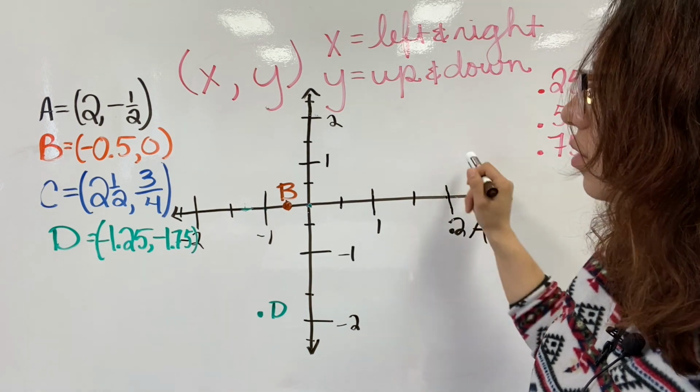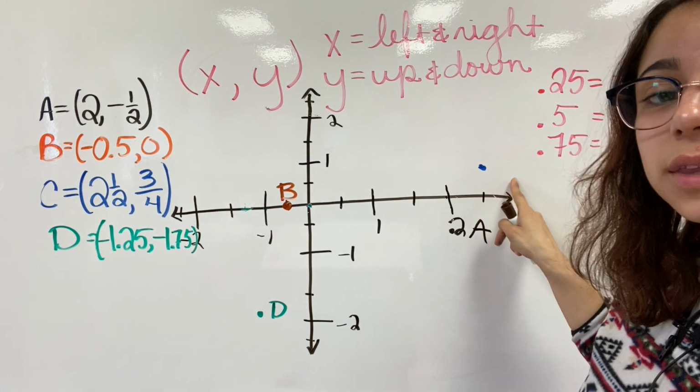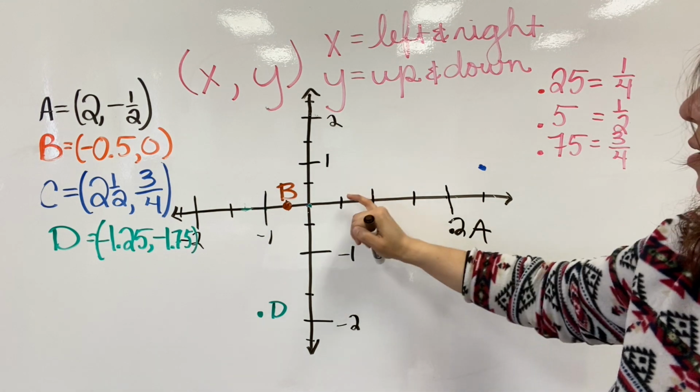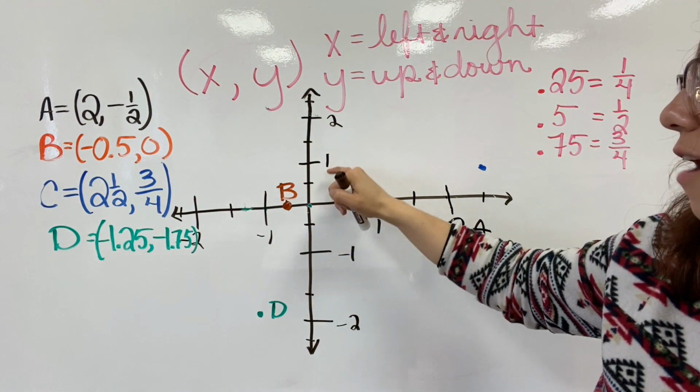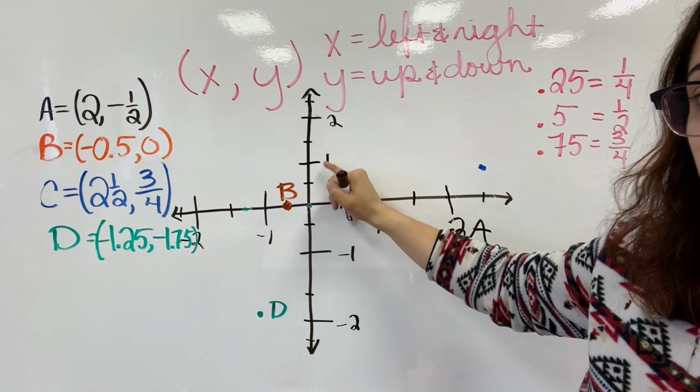The one thing about this that the kids do get confused on is that sometimes it's not half or it's not 1, and they have to graph somewhere in the middle.